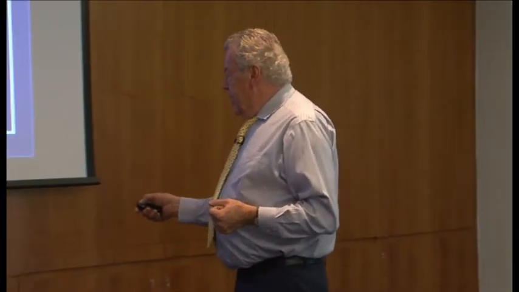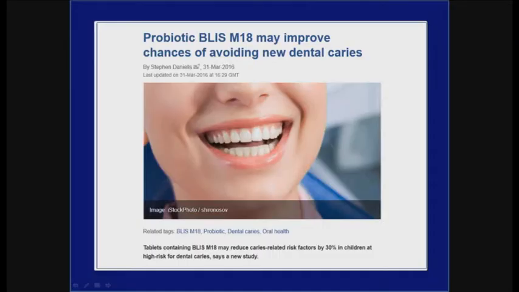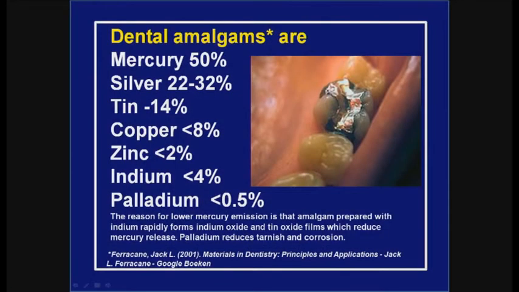Chlorella, spirulina, all things that act as blotting papers for toxic metals in the mouth. So this is research that probiotics may improve the chances of avoiding dental caries. Well, that's probably fairly obvious by now.